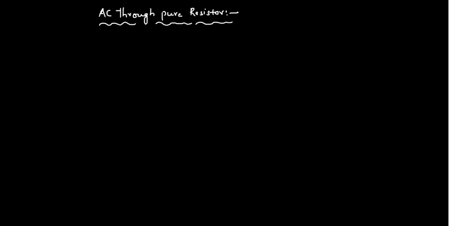So in today's lecture, we are going to discuss AC through a pure resistor. We have already gone through the analysis of a pure resistor with the help of DC quantities. Now if the same resistor is excited by an AC source, how will it behave? What will be the value of voltage and current, and how will they vary? Now we are going to discuss that.